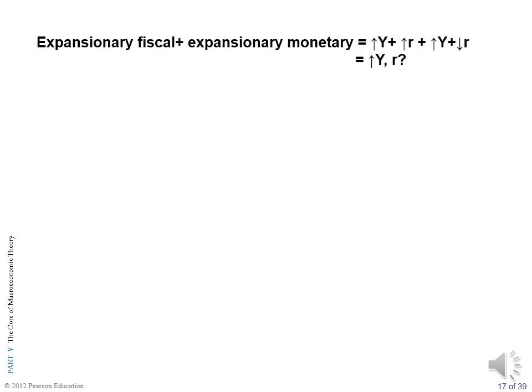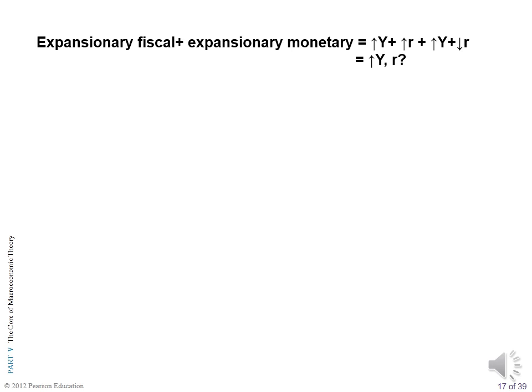طيب expansionary fiscal plus expansionary monetary policy تعالوا نشوف كده. expansionary fiscal policy ده اتفقنا an increase in Y, increase in R together. expansionary monetary policy an increase in Y and decrease in R. تعالوا نبص بقى على الإفكت بتاعهم هما الاتنين. Y will increase for sure.